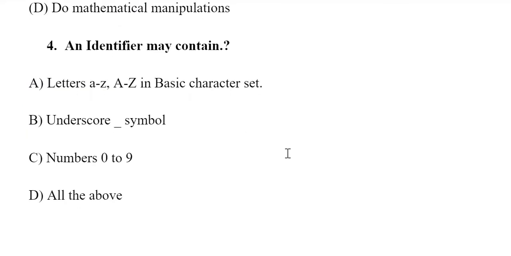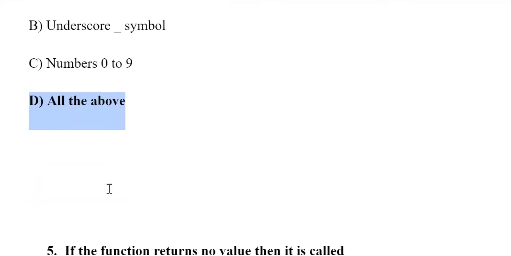Next is, an identifier may contain, okay. I hope you all have studied the rule for identifier, okay. So it contains letters A to Z, small a to z, capital A to Z in the basic character set. Yes. Underscore symbol. Yes. Numbers 0 to 9. Yes. So option D is the correct answer.